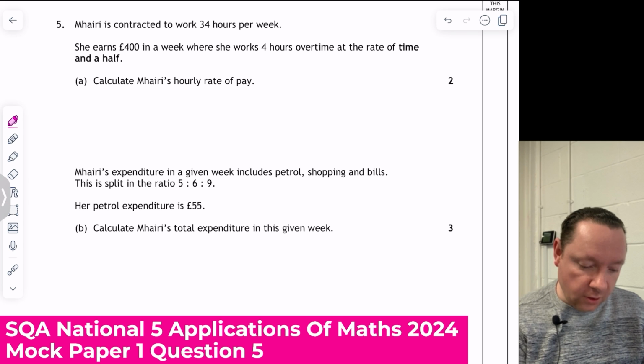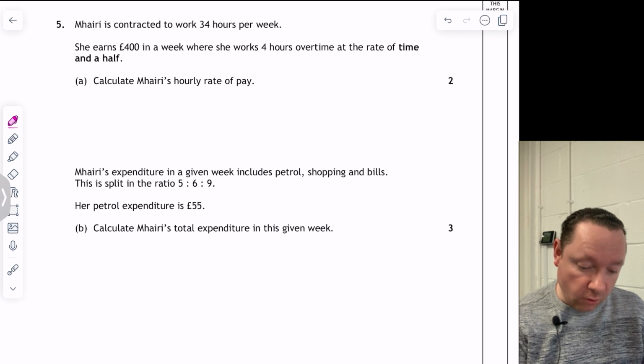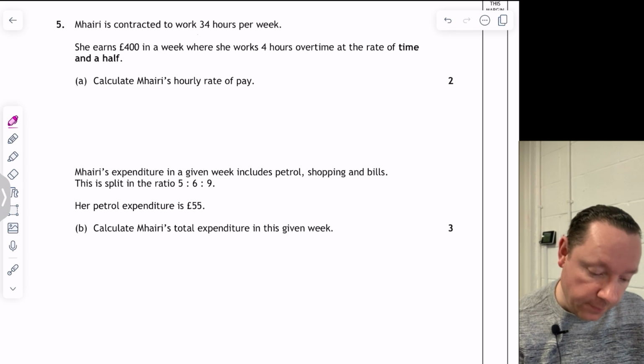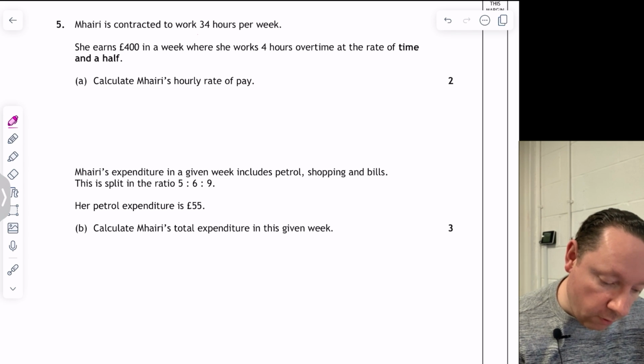Valerie is contracted to work 34 hours per week. She earns £400 in a week, where she works 4 hours overtime at a rate of time and a half. Calculate Valerie's hourly rate of pay. So she works 34 hours a week, and then 4 hours overtime at time and a half.